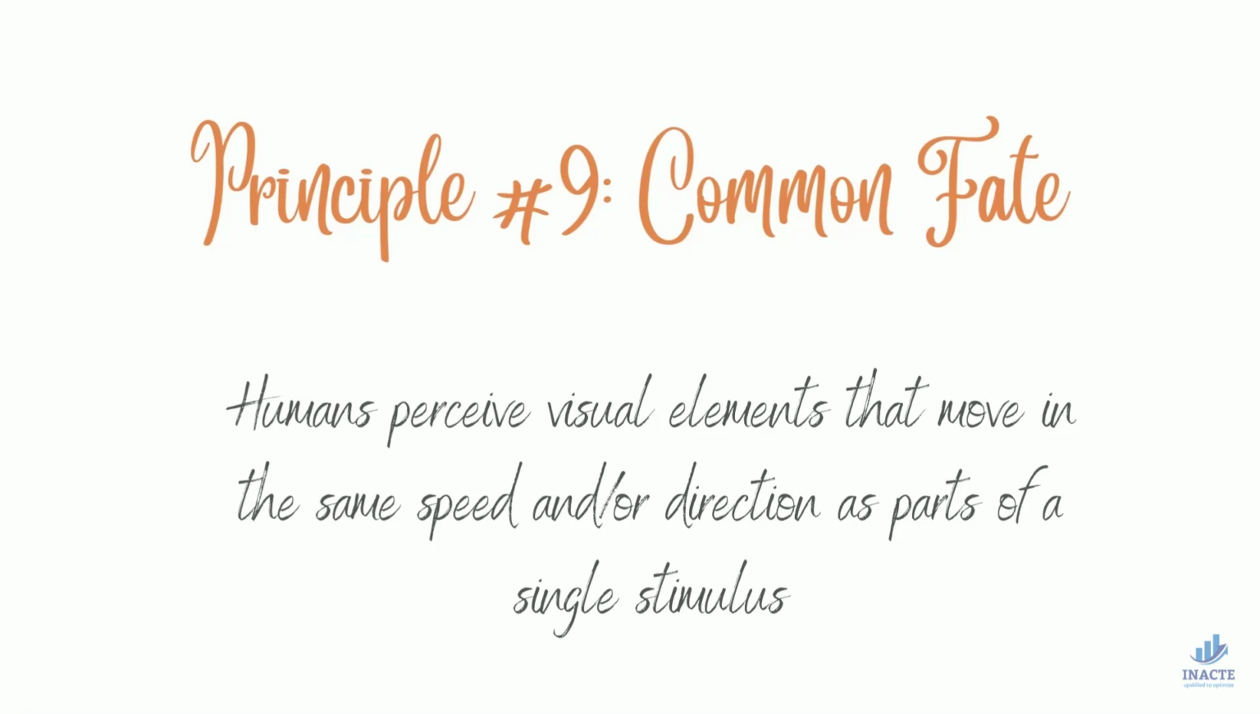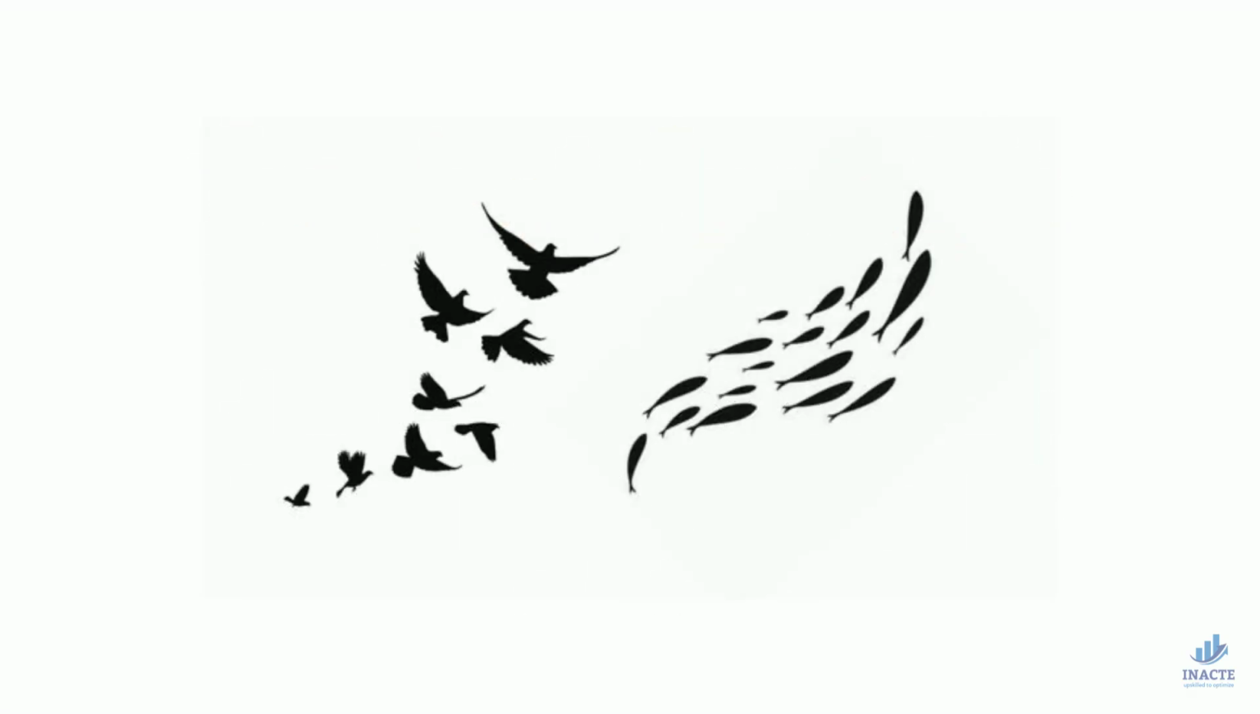The Gestalt law of common fate states that humans perceive visual elements that move in the same speed or direction as part of a single stimulus. A common example of this is a flock of birds. When several birds fly in the same direction, we normally assume that they belong to a single group. Birds that fly in a different direction do not appear to be included in the said group.